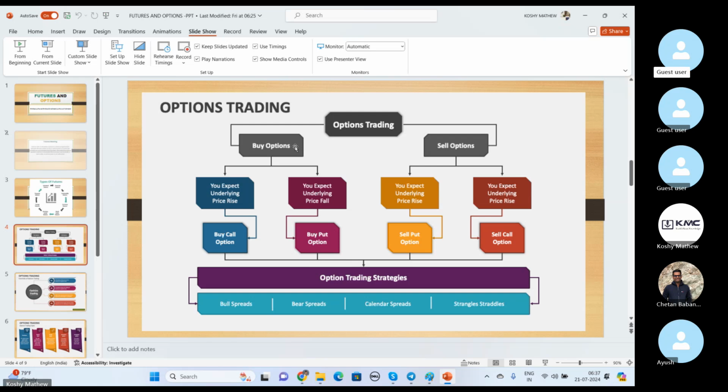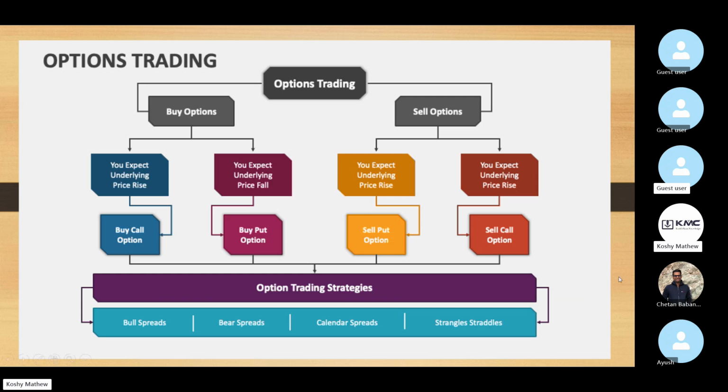Kochi, can you just enlarge it? I think we are not in the PPT mode. Yeah, okay, no problem. Let me make it the current slide. Is it okay now?